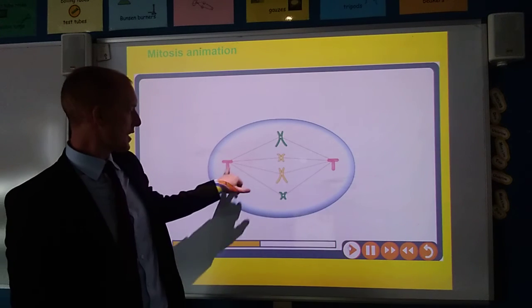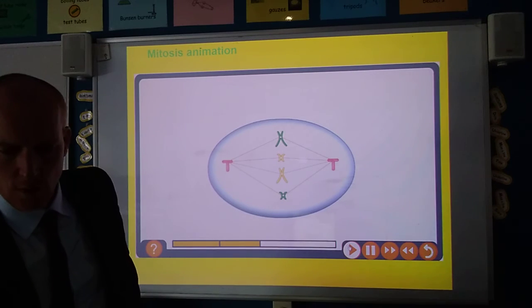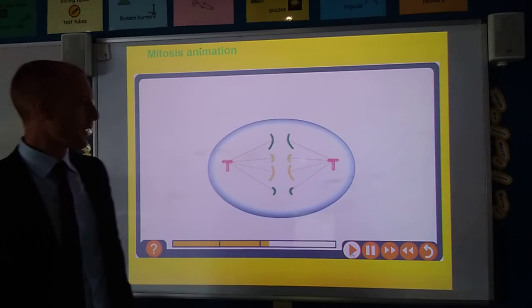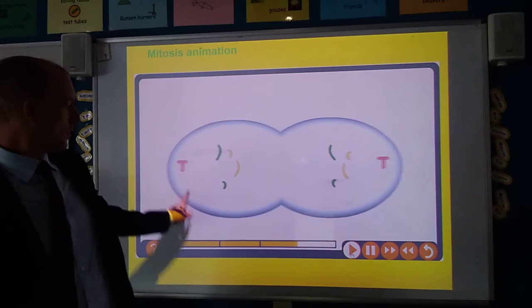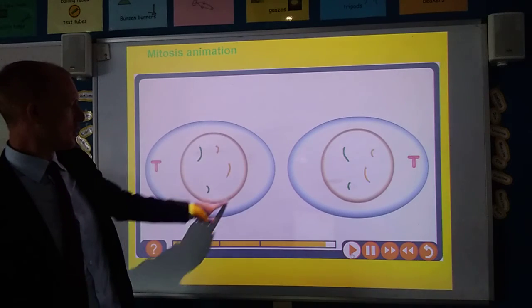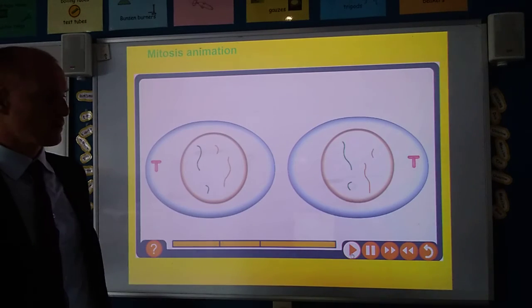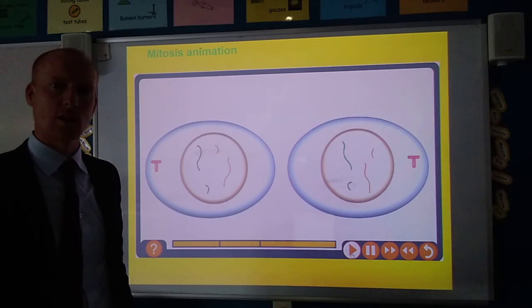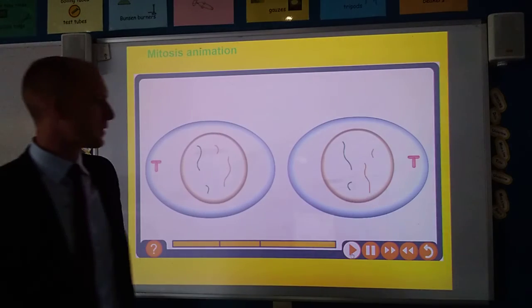Okay, so they're attached by these little spindle fibres which grab each side of the chromosome, and then they get pulled to each end of the cell. Okay, and then what happens here is this is our cell membrane. A new cell membrane forms, a new nuclear membrane forms, and what do we end up with? We end up with 2 cells which are absolutely identical to the first cell that we started. So we still have our chromosome 2s and our chromosome 1s from mum and dad.